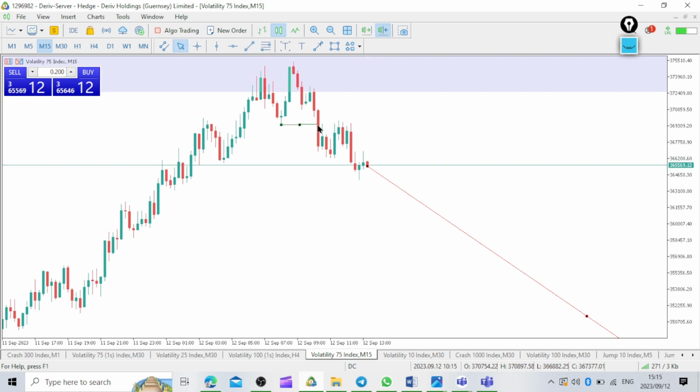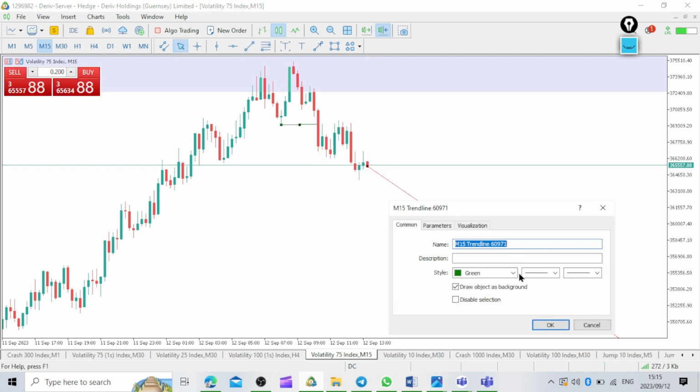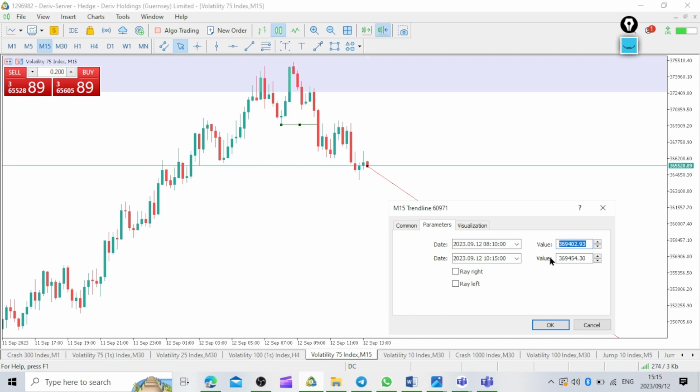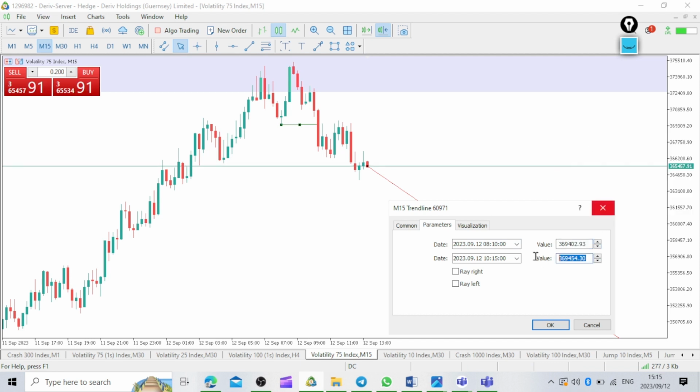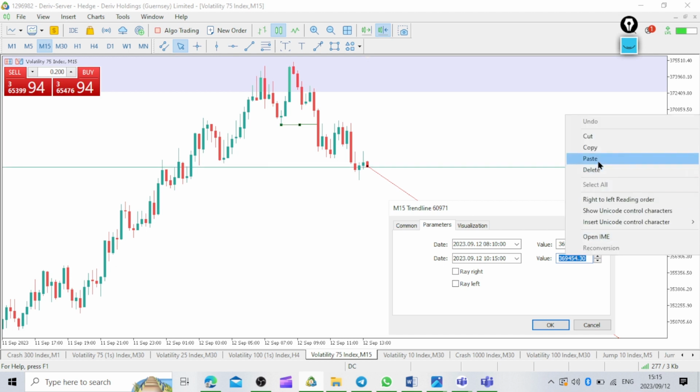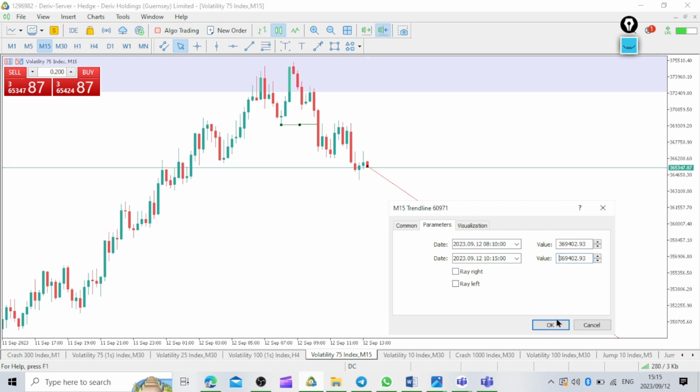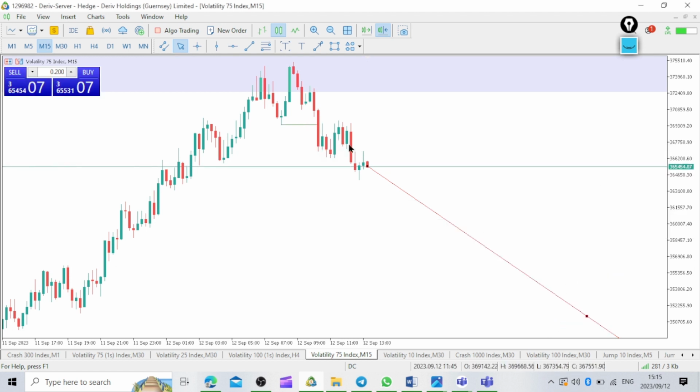When you are using MT5 to trade, to draw straight lines, you come to the properties of the trend line, and the values have to be the same. I just got to know this recently. If you do this, the line becomes straight.